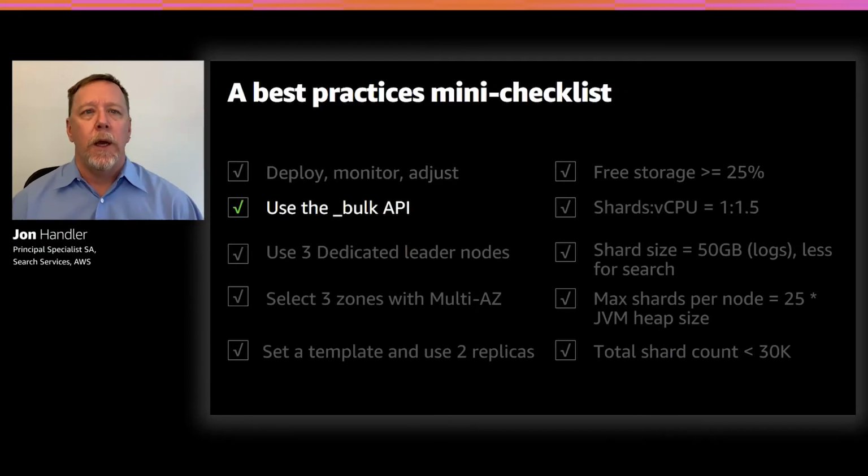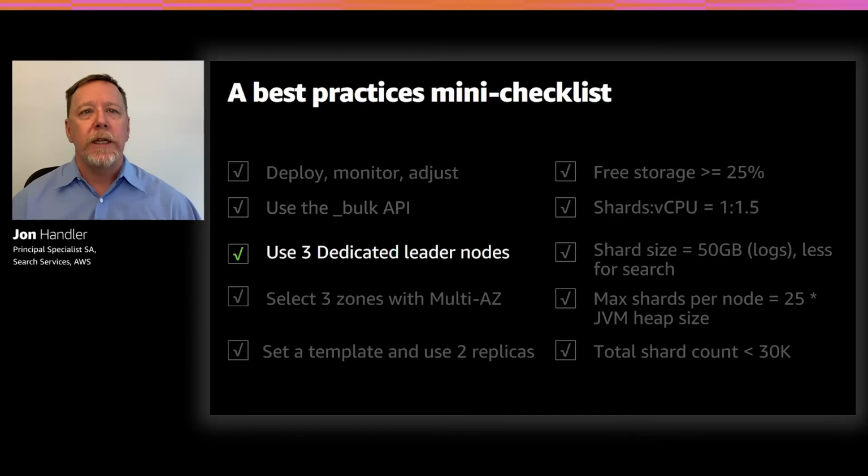Use the bulk API. We talked about this a little bit in the log analytics example. You can send single documents. However, you then incur the overhead of the connection and all the networking for each document. Use the bulk API. That enables you to send batches. That reduces the overhead greatly and gives you a lot more capacity.